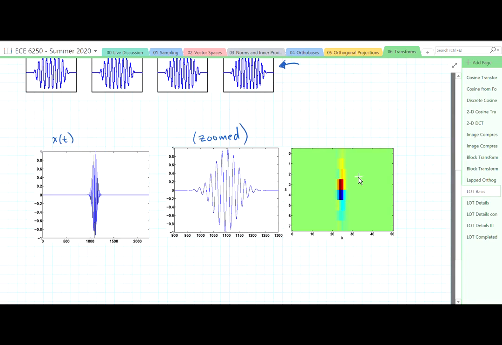So we have a localized frequency transform. You can see the time for which it occurs, this pulse, and we can see the frequency at which that pulse is concentrated.